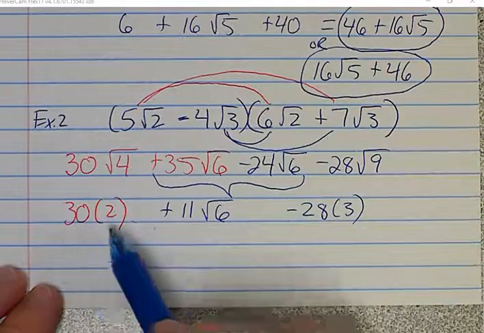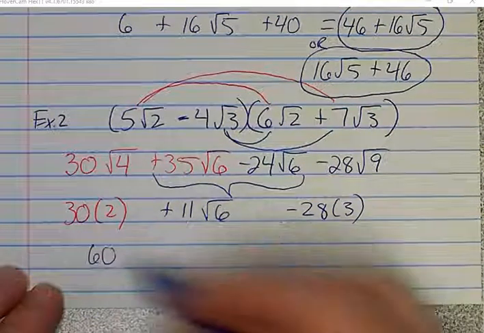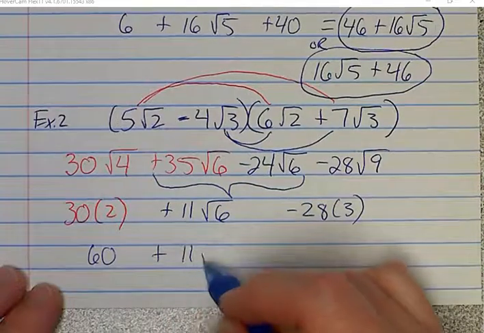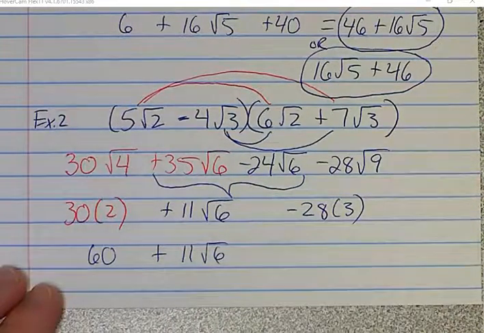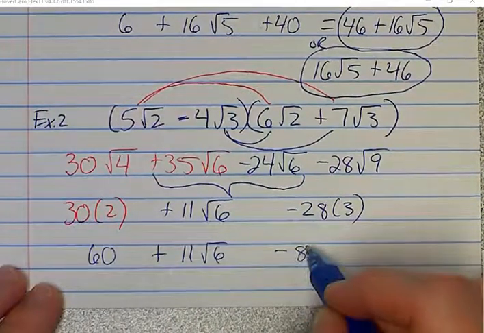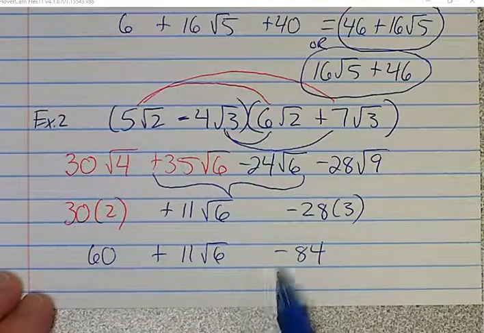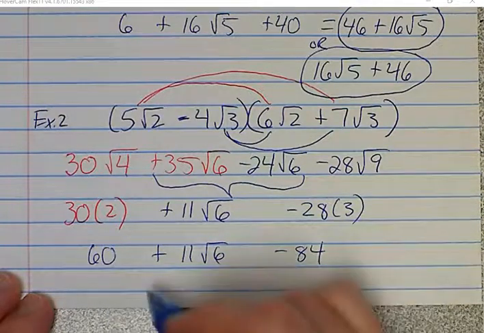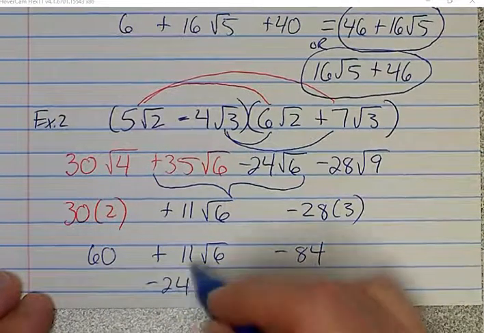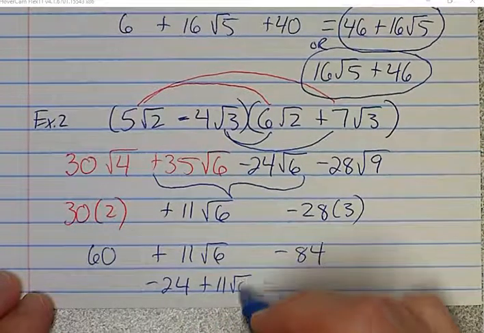Okay, 30 times 2 is 60. Can answer that one easy, right? 11 square root of 6, 28 times 3, that is an 84. And now you got the 60 and the minus 84, so do 60 minus 84. That's a negative 24 plus 11 square root of 6.